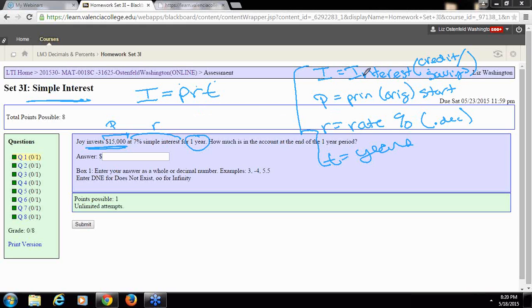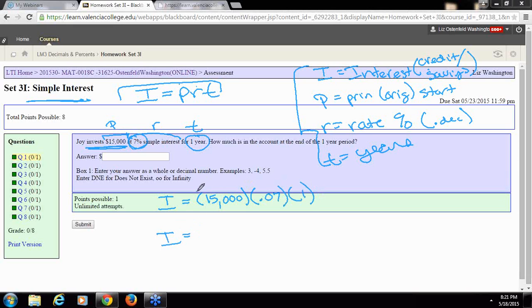Come on, look right here. Where's my year? T. Very good. So what's the only letter out of this whole formula that it did not give me? Right, the I. So what I'm going to do is plug in everything they gave me. They gave me P, which is 15,000. They gave me R, which is 7%, but again, I need to write that as a decimal. And my T is only 1 year.